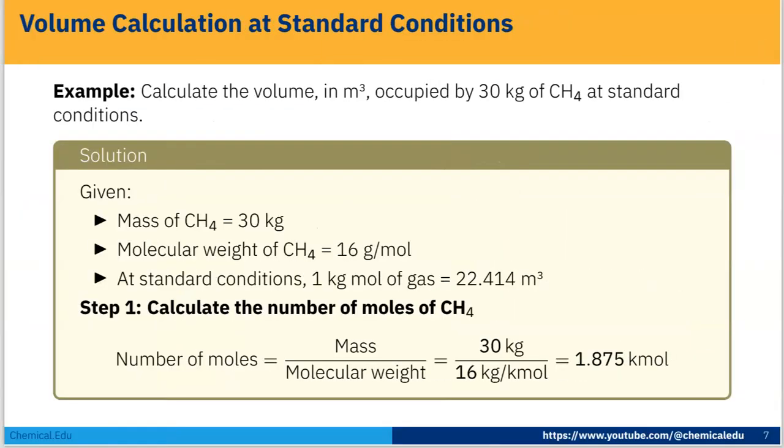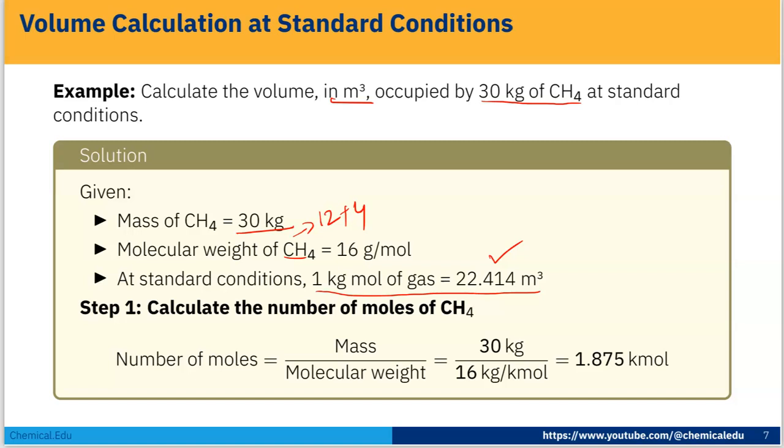Now coming to the next problem, volume calculation at standard condition. So here the example is: calculate the volume in meter cube occupied by 30 kg of CH4 at standard condition. So now here mass of CH4 is given, 30 kg. Molecular weight of CH4, that is C 12 and H 4, so that is 16 gram per mole. So at standard condition, 1 kg mole of gas is nothing but 22.414 meter cube. So you have to remember that. So based on that we can do the calculation.